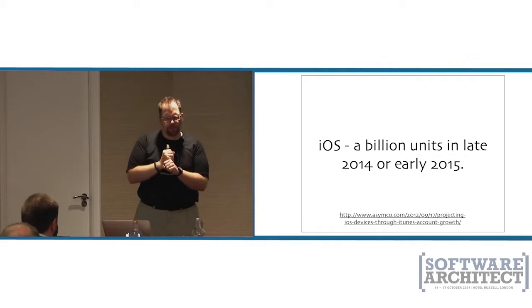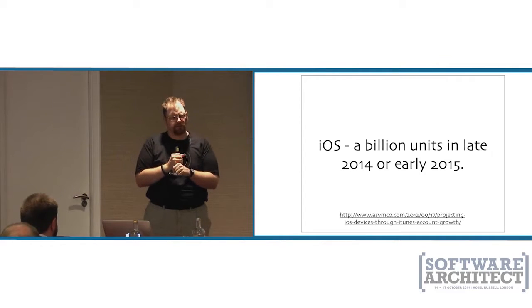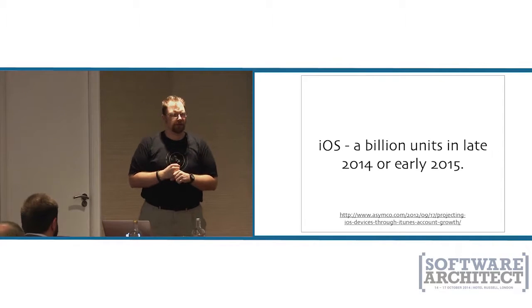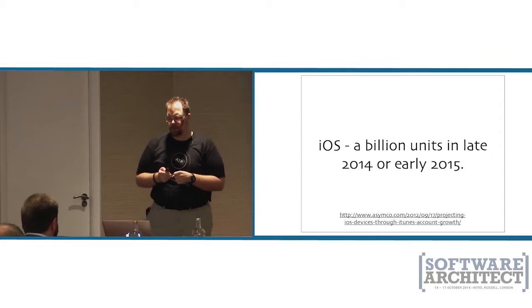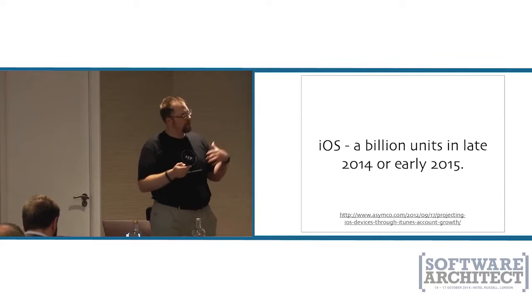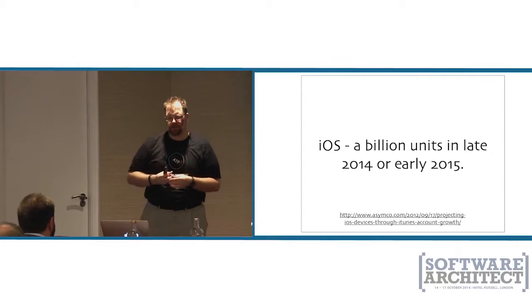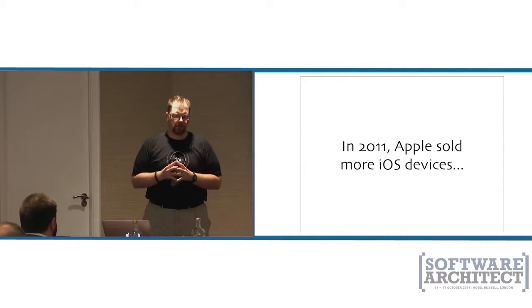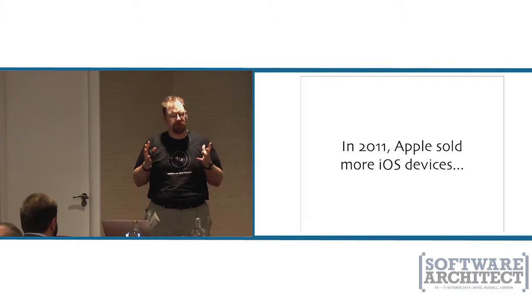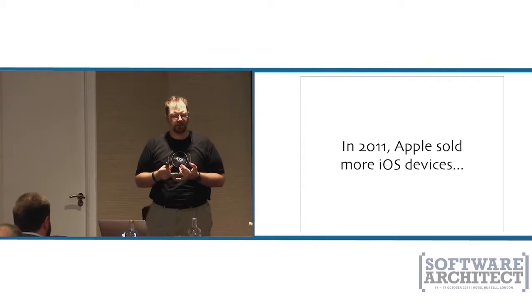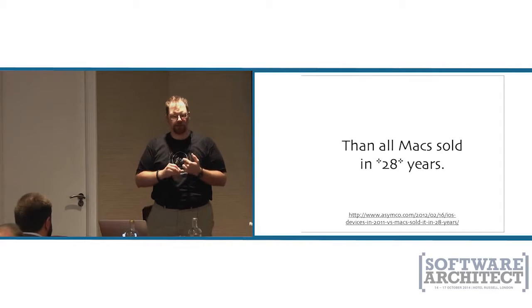iOS will probably hit 1 billion units either late this year or early next year. I think it's tomorrow, Apple's going to have an event where they will give us some fresh data. So I'm very interested to see what they start saying at that point. If they don't hit it in late this year, they'll certainly hit it next year. To give you a historical sense of what this growth looks like, in 2011, which is now hard for me to fathom 3 years ago, Apple sold more iOS devices than they'd sold Macs in the previous 28 years combined.